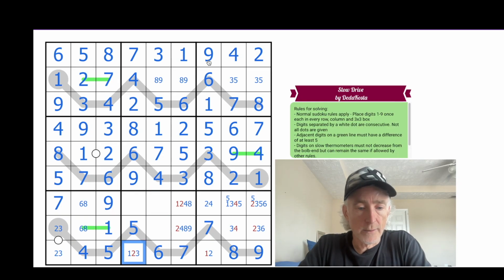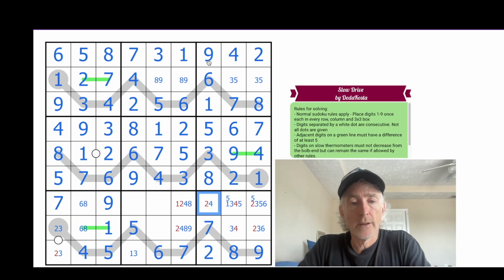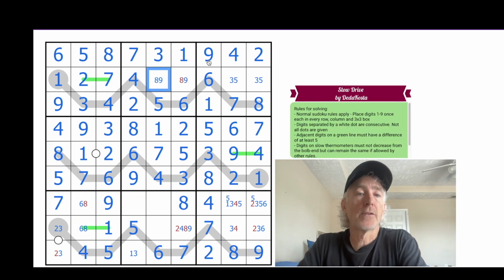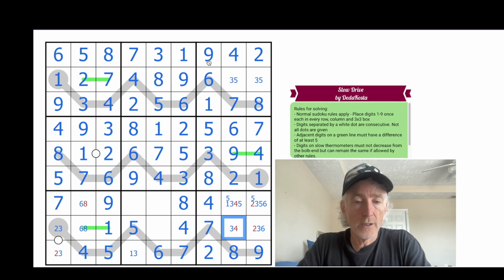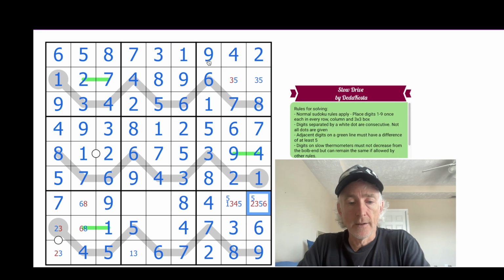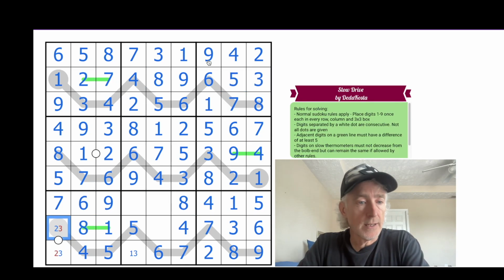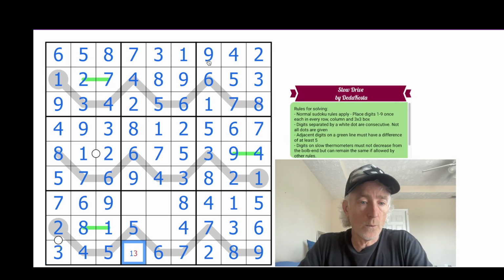Okay, let's just be careful here. This is a 2. That's a 4. This is forced to be an 8 now. So now this is 9 and 8. That's a 4. That's a 3. 6, 5, 1. 5 and 3. 6 and 8. 2 and 3 and 1.